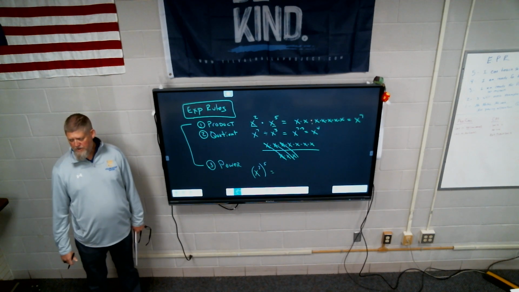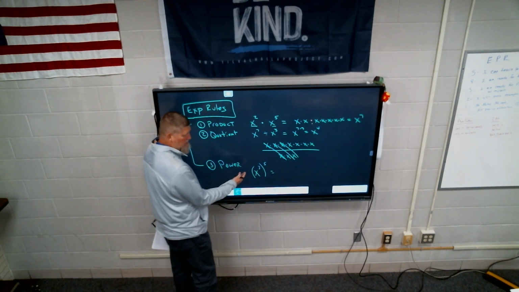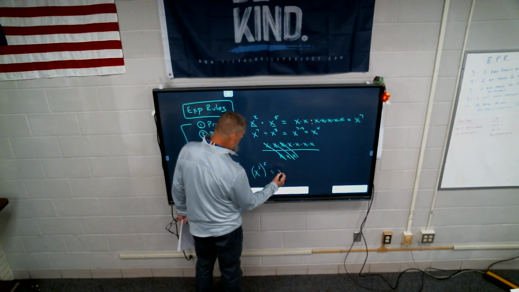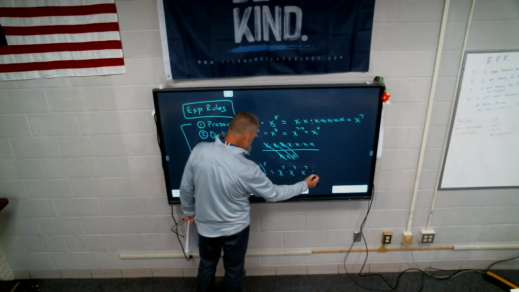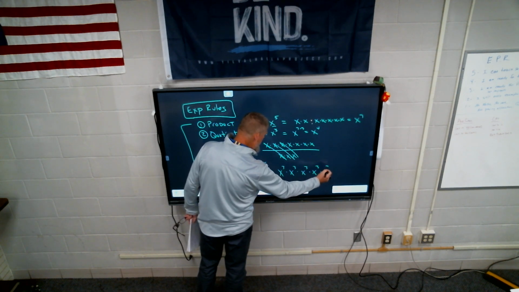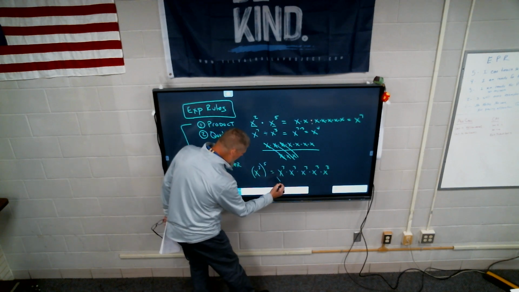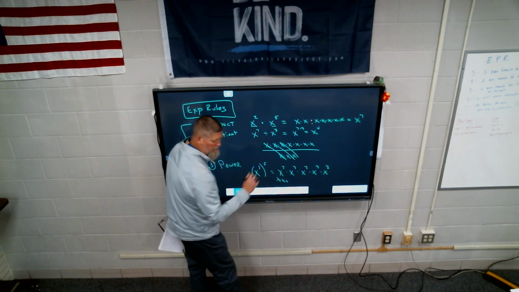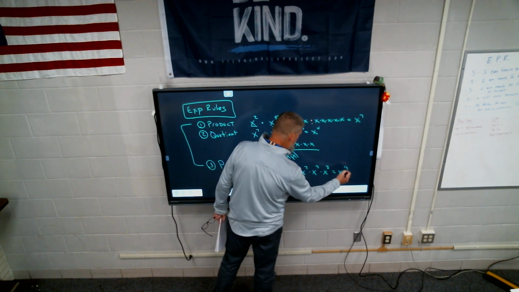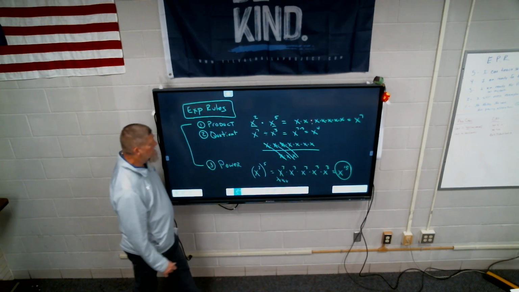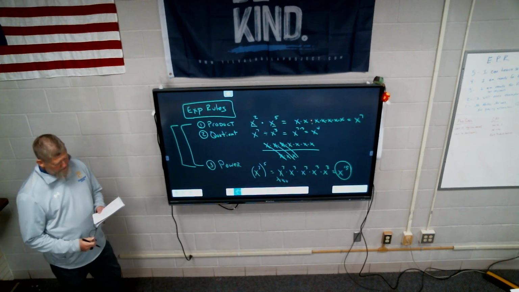So what do I do to the exponents here? I multiply them. If you think about it, what does x to the 3rd to the 5th mean? Well, it means x to the 3rd times x to the 3rd times x to the 3rd. And what does x to the 3rd mean? X times x times x, and so forth. So it simply means we have 15 x's. Please make sure you see the difference between product and power. Those are the two that are most confused.